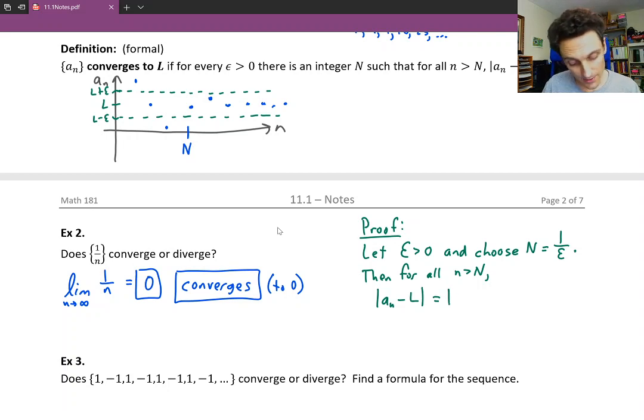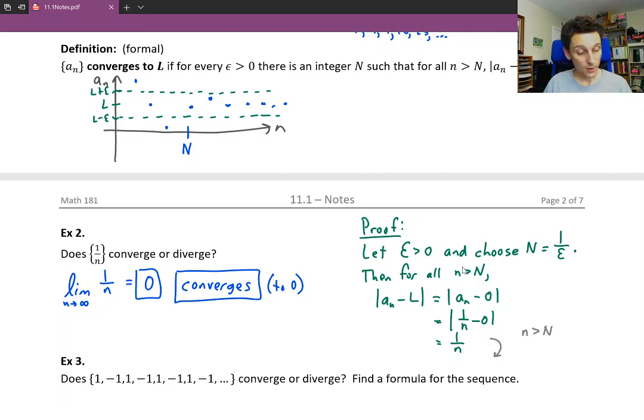Well, in this case, the L that we're proposing is 0, and the terms are given by 1 over n. So this is 1 over n minus 0, which is the absolute value of 1 over n, which is just going to be 1 over n. The absolute value bars can drop away since n is going to positive infinity. But then here, on the side, we're going to say that little n is bigger than big N, right?